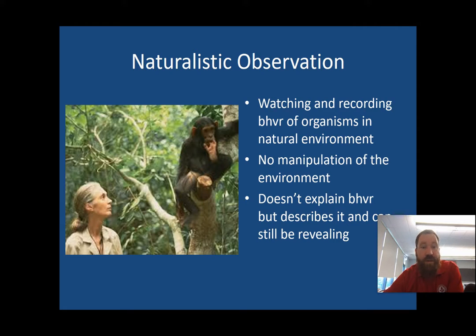And same thing, you can't generalize to a larger environment most times because you're only looking at a certain group of individuals. Jane Goodall was able to kind of talk about chimpanzee behavior because she's been doing it for 50 years, and she knows the species inside and out. But that's only because it took her 50 years.